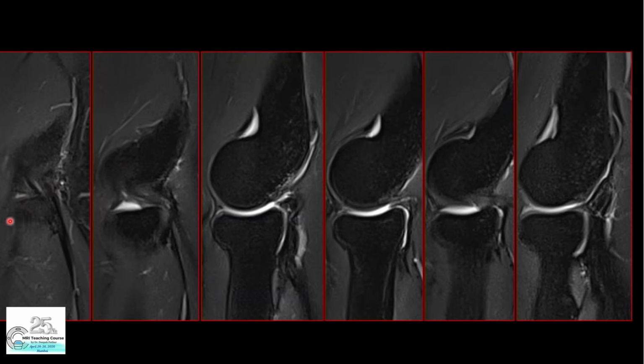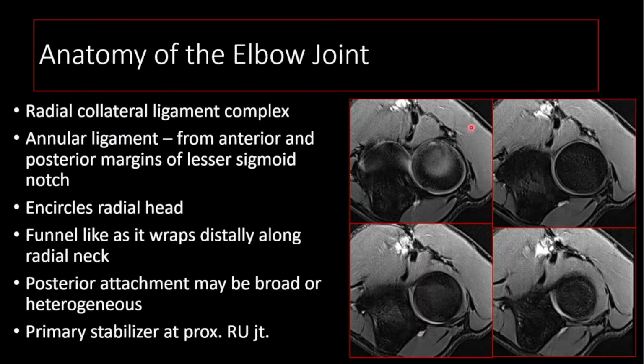Again on your sagittal images, that is the radial collateral ligament proper, and that structure, as it's going behind and attaching to the supinator crest, is the lateral ulnar collateral ligament. The annular ligament is best seen on your axial images, and it has this anterior and posterior attachment onto the sigmoid notch. Remember that the posterior attachment can be a little bit more heterogeneous, again from multiple slips.